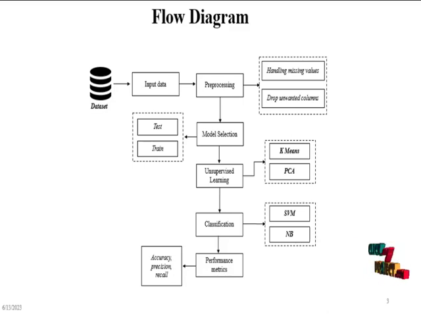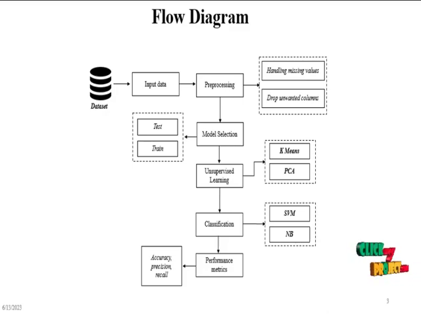Then it will move into the unsupervised learning algorithm. In the unsupervised learning category we are applying two algorithms. One is a clustering algorithm and another one is a feature reduction algorithm. In clustering we are using the k-means clustering algorithm to find the correct label for our input dataset, and PCA, principal component analysis algorithm, which is used to reduce the dimensionality of our input data.